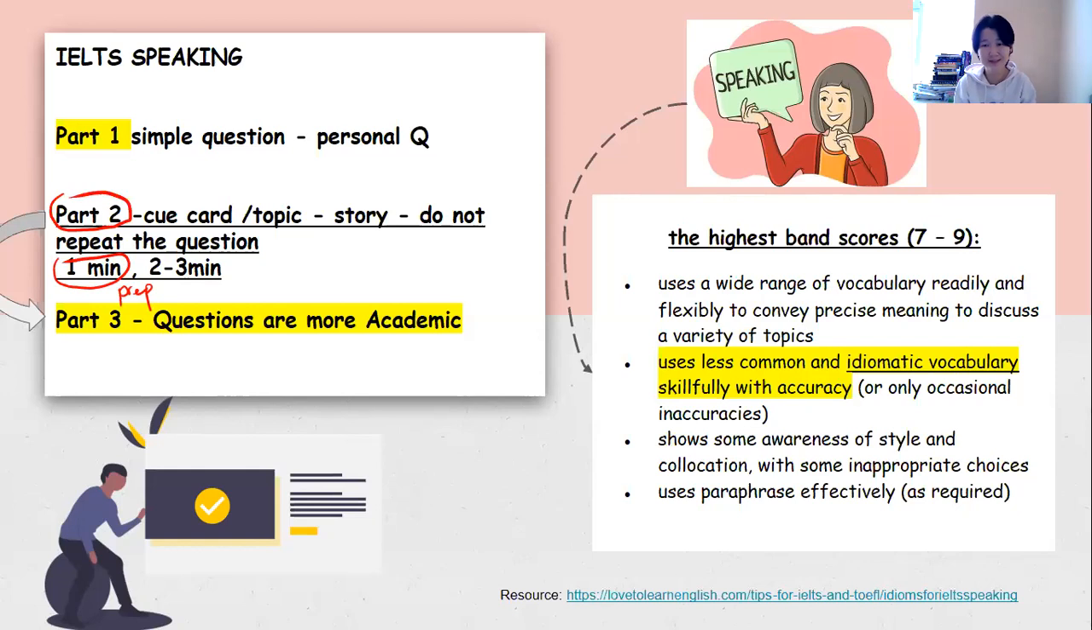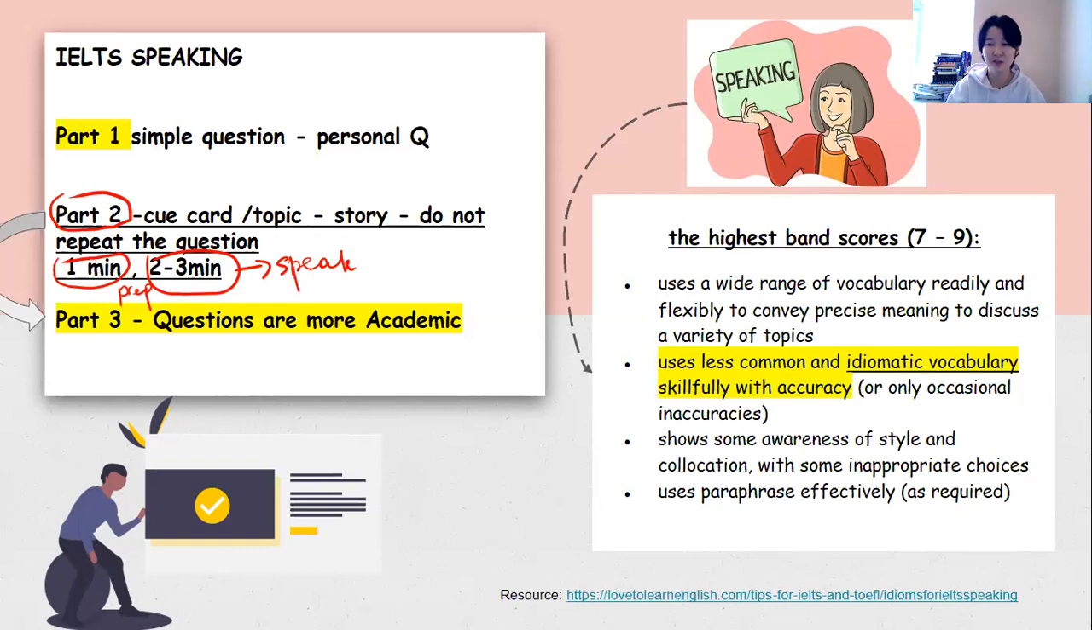not sentences, because 1 minute is not enough, and usually there are 4 questions. You should organize your ideas, what to say, or just try to make up a story if you don't have such experience. Then after 1 minute, you should speak for 2 or 3 minutes. There would be a timer, and the examiner will ask you to speak. We will discuss some peculiarities of part 2 in the following sessions.